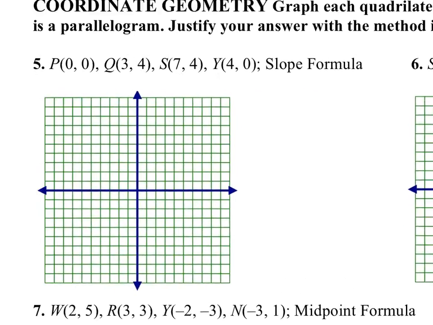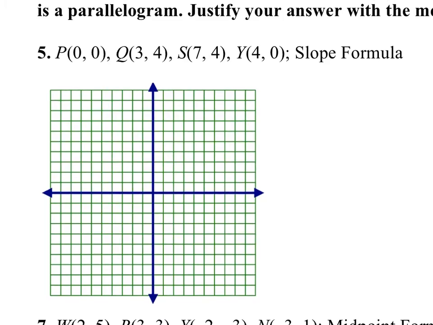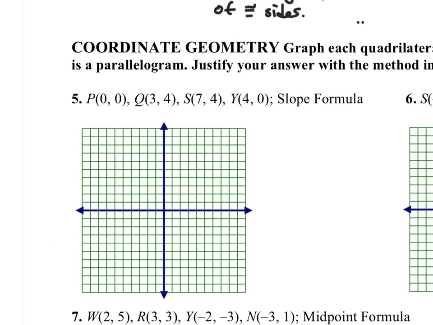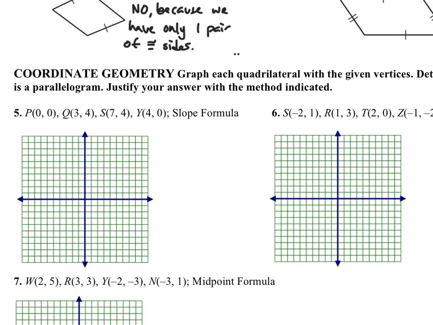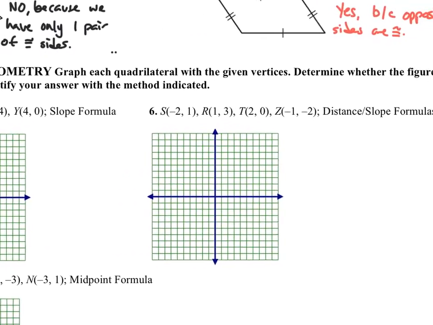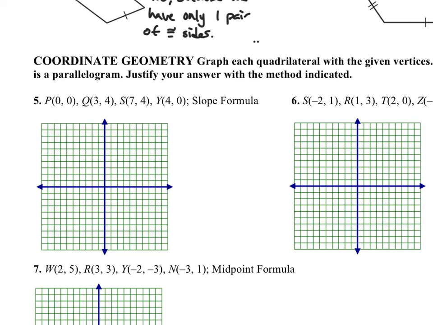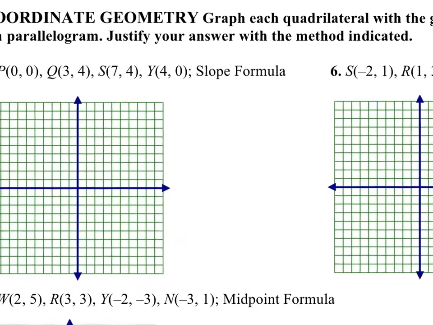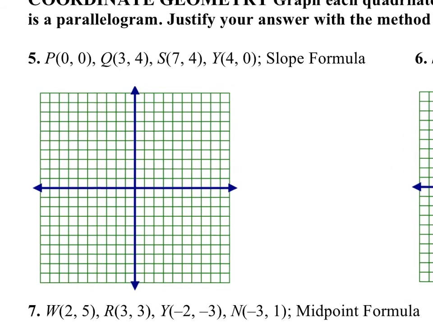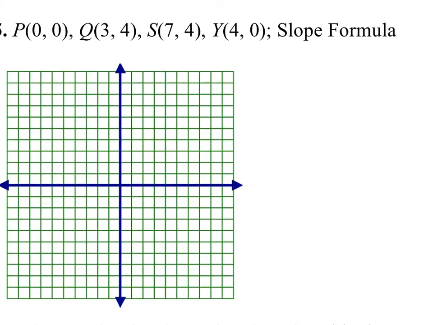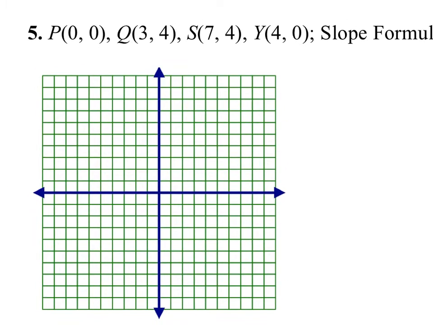I want to take a look at number 5, and it says graph each quadrilateral with the given vertices, determine whether the figure is a parallelogram, and justify your answer with the method indicated. So what we want to show in number 5 is we want to use the slope formula to determine whether or not we have a parallelogram. So I'm going to plot these points on this graph.